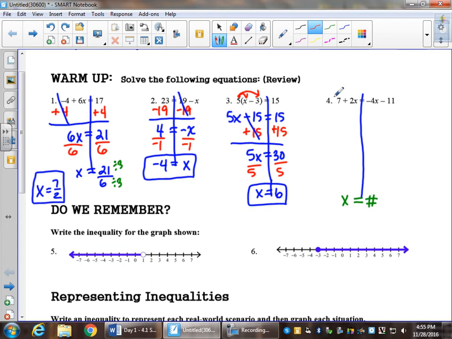So if I pay attention to this side first, I just want terms that have x. So this positive 7 has to go. I will subtract 7 from both sides to make that happen. Notice I wrote my minus 7 under the negative 11 because that's like terms. It would not make sense to write it underneath the negative 4x because I can't do that. So I have 2x equals negative 4x minus 18. If you can finish it from here, pause.